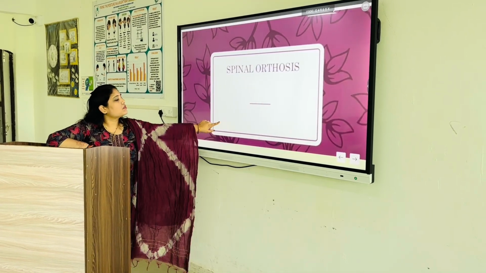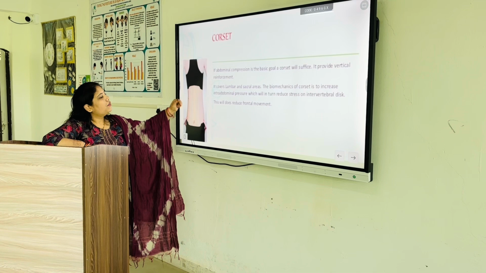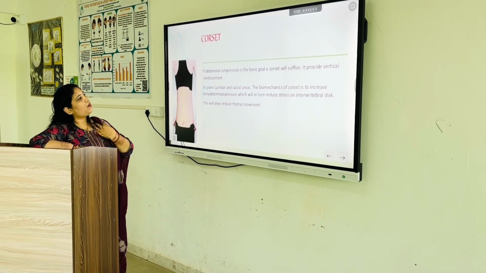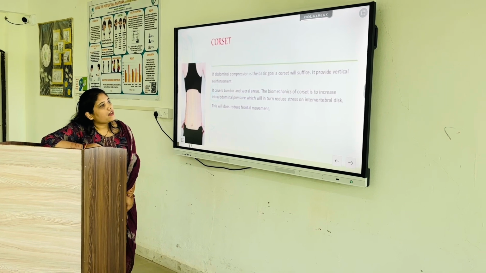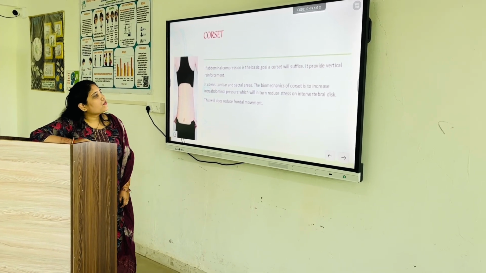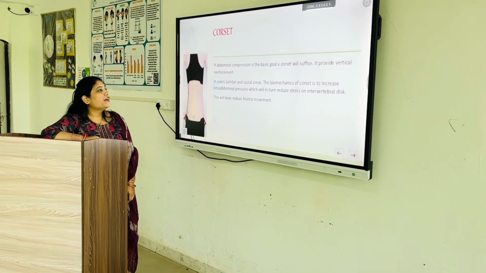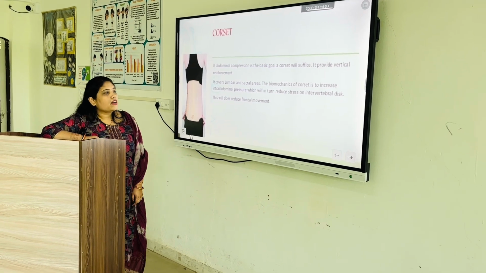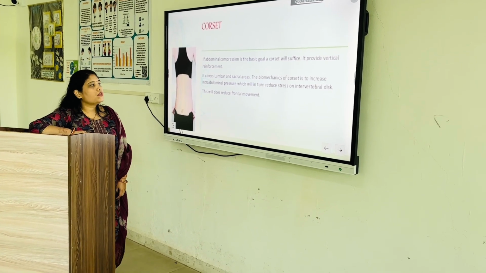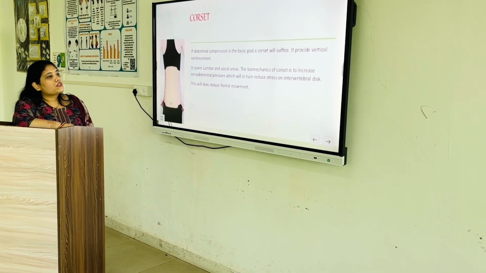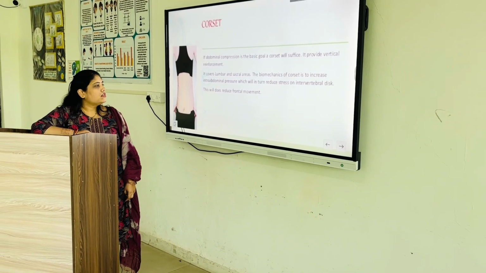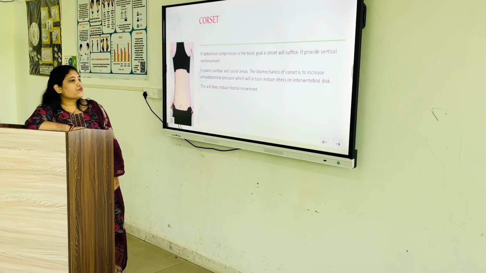Now spinal orthosis. First is corset. If abdominal compression is the basic goal, a corset will suffice. It provides vertical reinforcement. It covers lumbar and sacral areas. The biomechanics of the corset is to increase intra-abdominal pressure, which will in turn reduce stress on the intervertebral disc. This will thus reduce frontal movement.